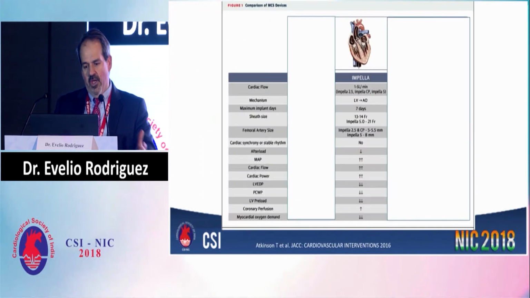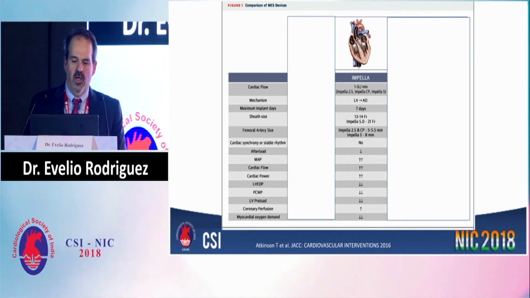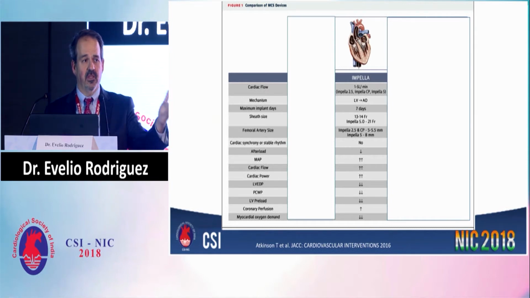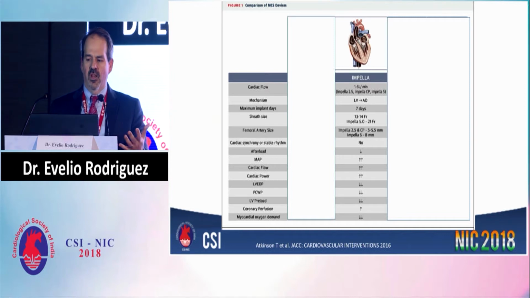As we move to a more advanced device, the Impella, which has just got approval in India. This device gives you more support, anywhere between 1.5 liters to actually 5 liters, depending on the device that you use. You have unloading of the left ventricle, decreasing of myocardial oxygen demand, and really this is kind of the more used device in the modern era.